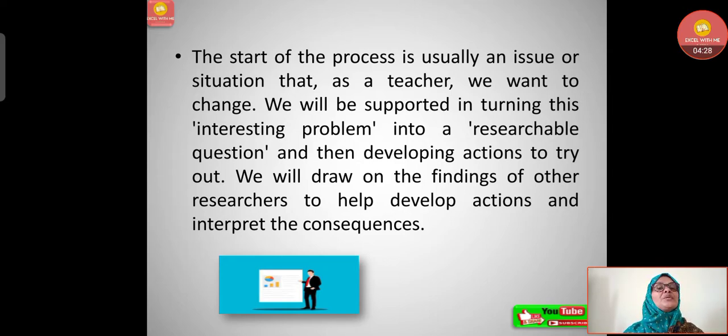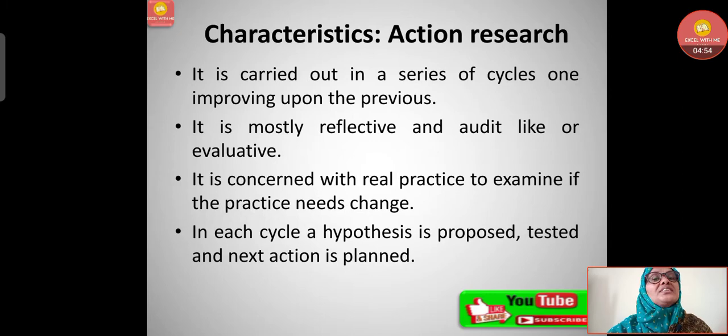So what happens here in the process? In action research, the teacher wants some changes. Then they will be supported with the interesting problem and they start framing the researchable question. Then they develop actions to try out, and they draw on the findings of those researchers and develop actions, and also they will see past researchers as examples also. Now what are the characteristics of action research? Quickly have a look here.